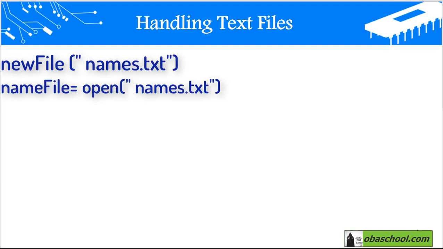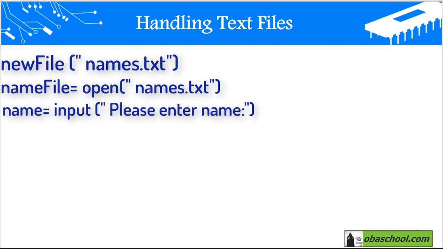Then we have a variable name. We put in it an input message to the user between brackets and quotations. Please enter name. So now we're asking the user to enter his name. When the user enters his name, we will have a while condition. While name is not equal to XXX, we put it between quotations.